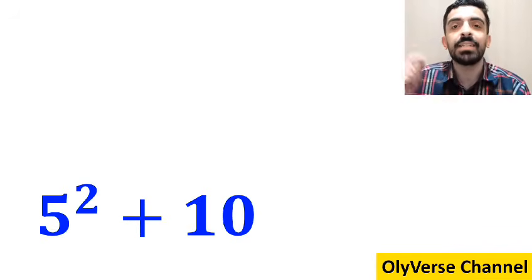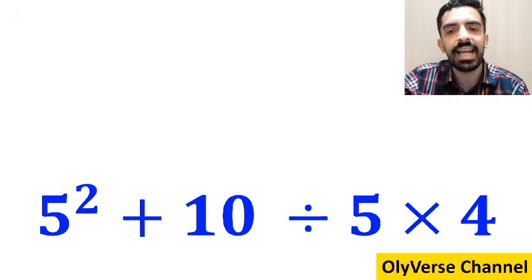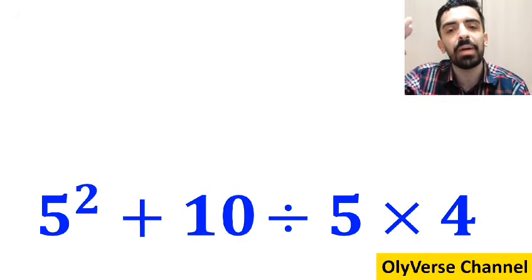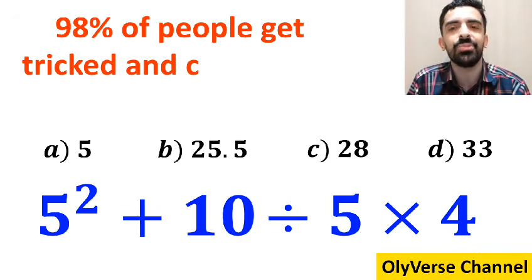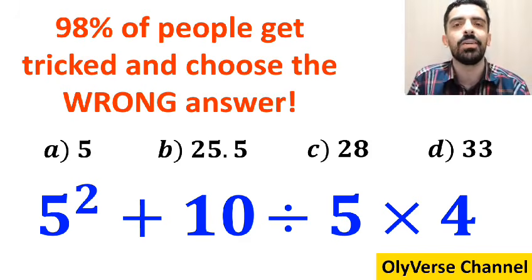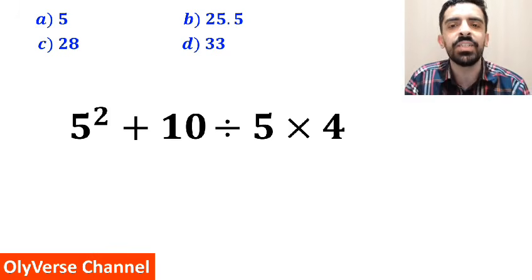What is the value of the expression 5 squared plus 10 divided by 5 multiplied by 4? Which option do you think is the correct answer to this question? 98% of people get tricked and choose the wrong answer. Let's break it down and solve it together.